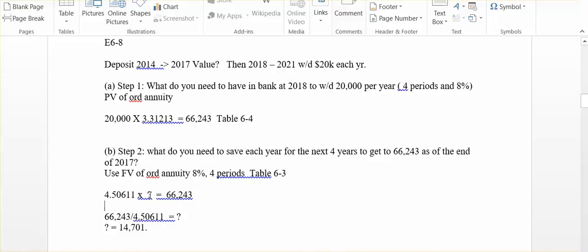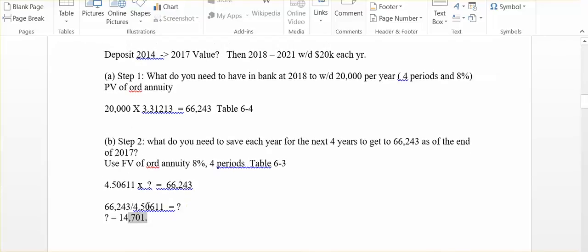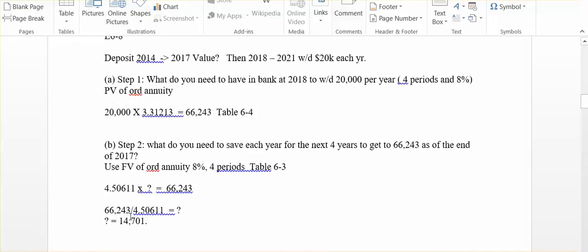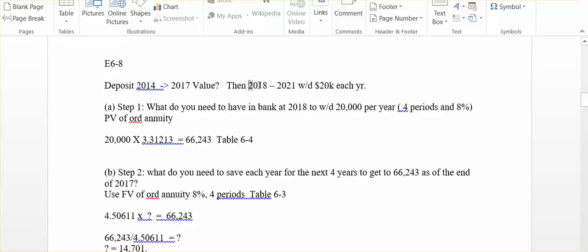So we're going to need to divide both sides by x, basically, right? I'm sorry, divide both sides by the 4.50611 to leave the variable by itself. So 66,243 divided by 4.50611 gives me what? And the answer is 14,701. So Clarence needs to deposit in 2014 through 2017 $14,701. At the end of those 4 years, he'll have 66,243, which will be enough to let him take $20,000 a year out from 2018 to 2021.